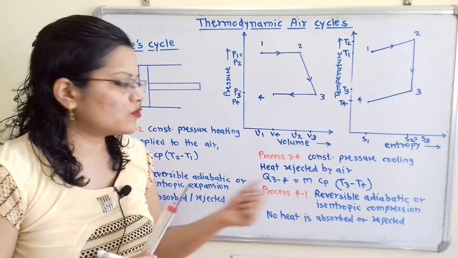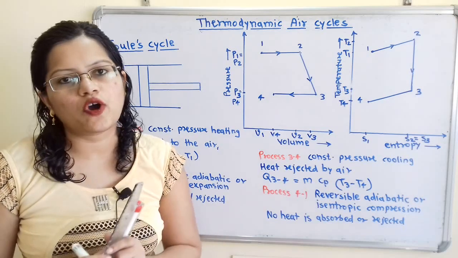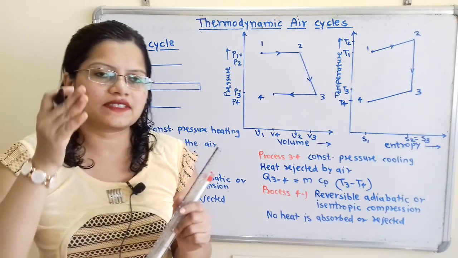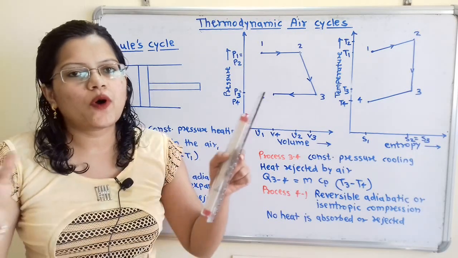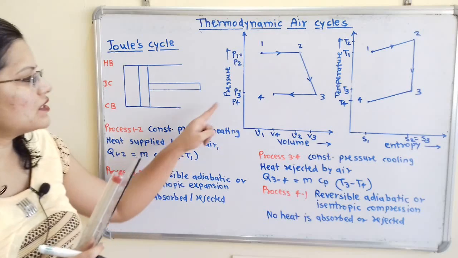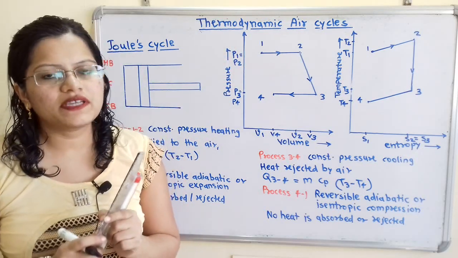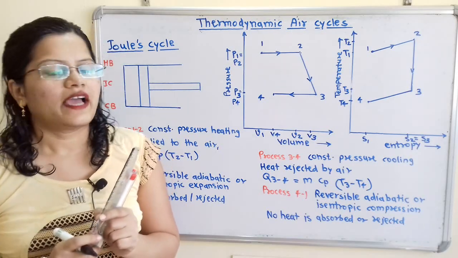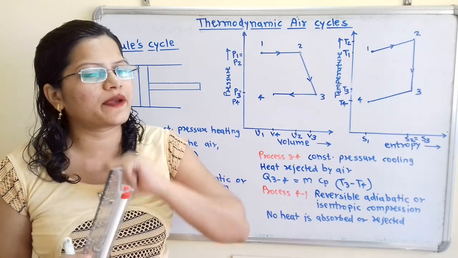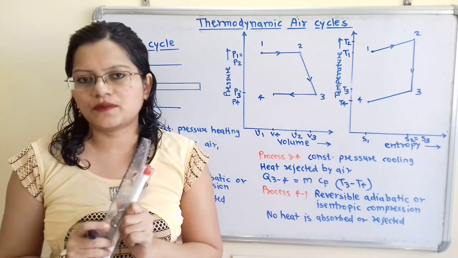Then process 4 to 1. This process is reversible adiabatic or isentropic compression. As we know, this is the compression process taking place at constant entropy. So what is happening during compression? During compression process, pressure is getting increased, volume is getting decreased. And what about the temperature? As pressure is getting increased, its temperature will also get increased. So we have to show all these processes.